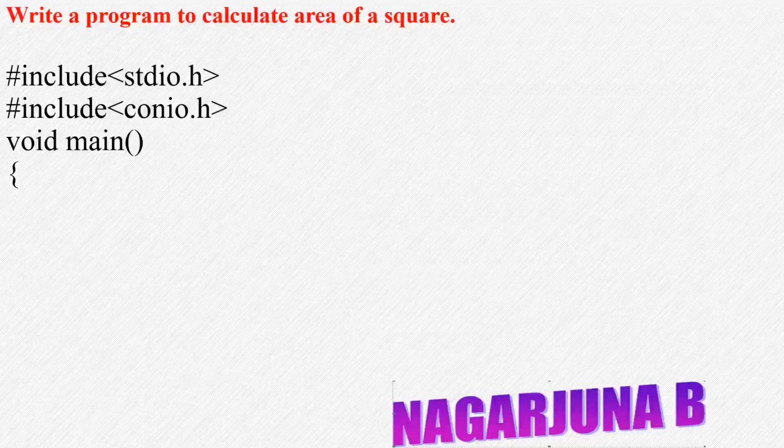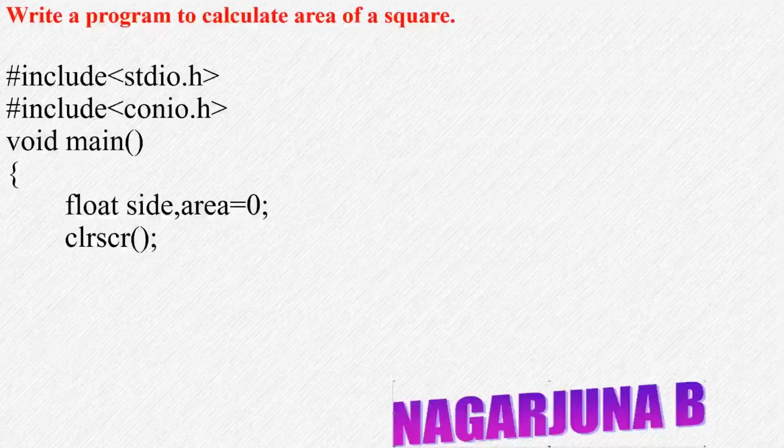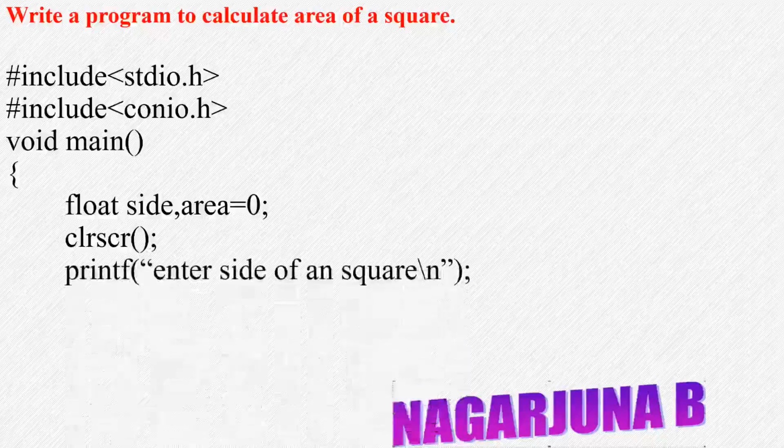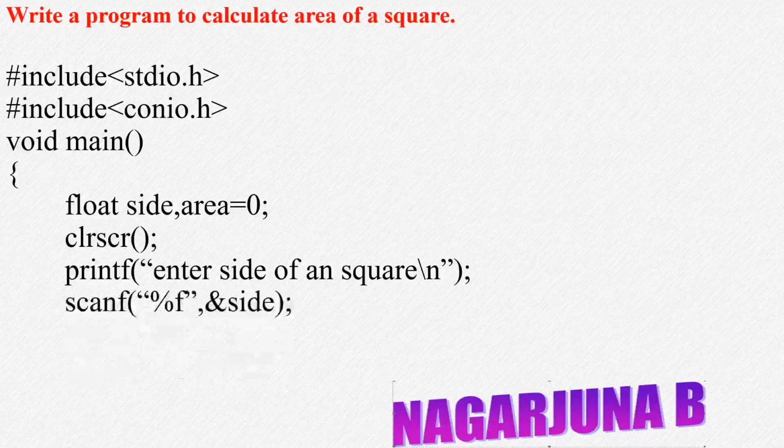For that purpose I require only two variables, one is the area, another one is the side, and I declare them of type float by writing float side, area = 0; and have initialized the value of area to 0. Then clrscr open bracket close bracket semicolon. Then I need to display a message to the user to enter the value of the side of the square. For that purpose I write printf open bracket, within the double quotes, enter side of square backslash n, semicolon. Then we need to read the value entered by the user. For that purpose, scanf open bracket, double quotes, %f, double quotes close, comma, ampersand side, bracket close, semicolon.